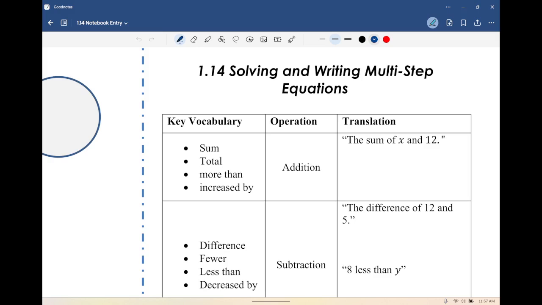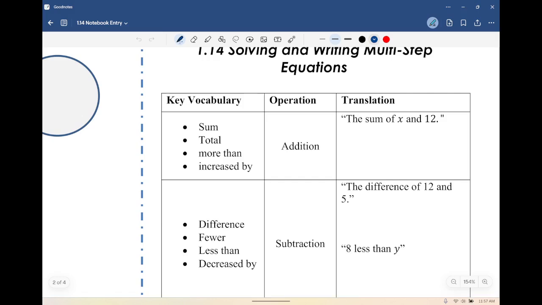As we come across word problems, there is going to be key vocabulary or key words that tell us what operation we have. So, for example, if we looked at our first row, for addition, we have sum, total, more than, increase by. On the right, where it says translation, I want us to be able to write the mathematical version of this. So if I see the sum of x and 12, sum is addition, and so this is really x plus 12.